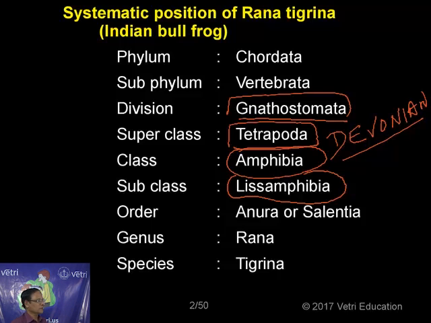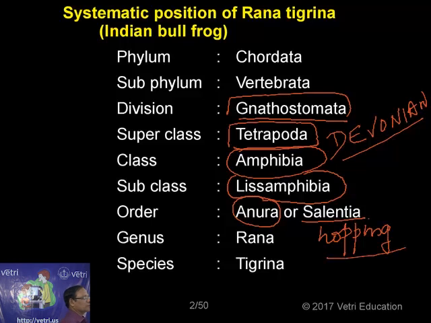Then Anura. That means these are all tailless amphibians, animals without tail. Salientia, or the animals are able to hop on land, able to jump. That's why the group is also called Salientia. Then genus Rana and then tigerina. This should be in small letter, because the species name always starts with a small letter, so Rana tigerina.